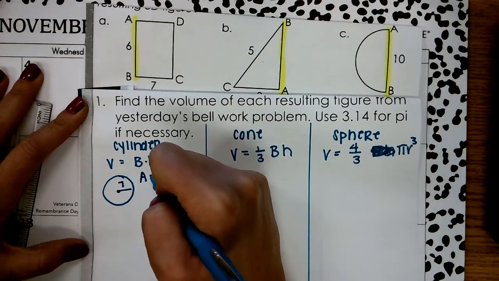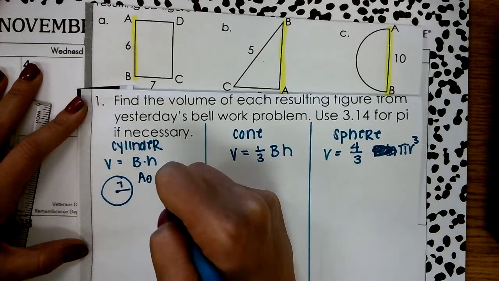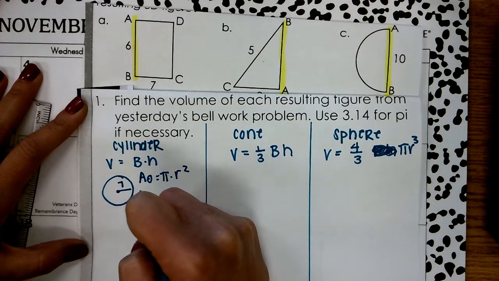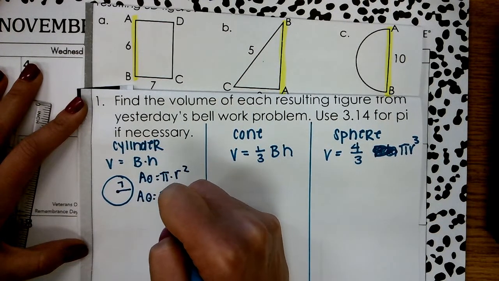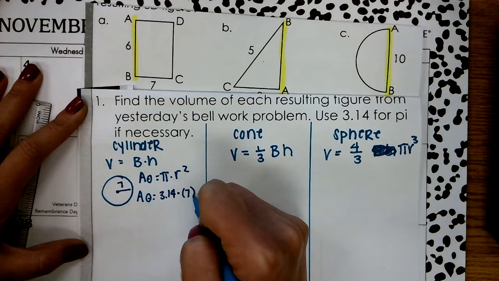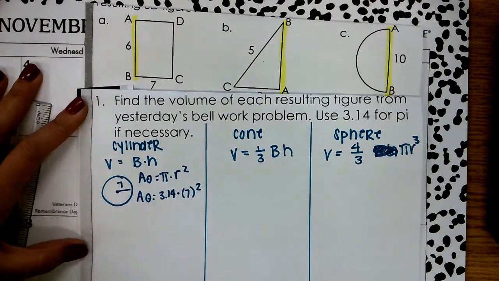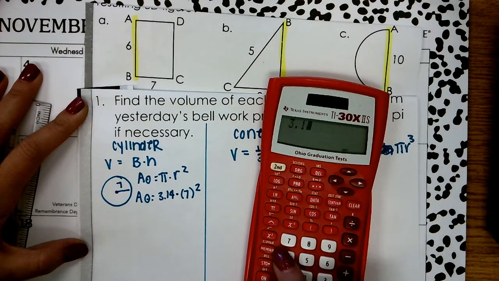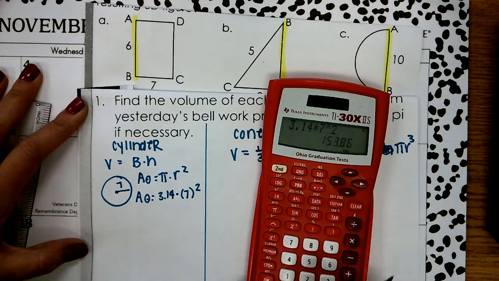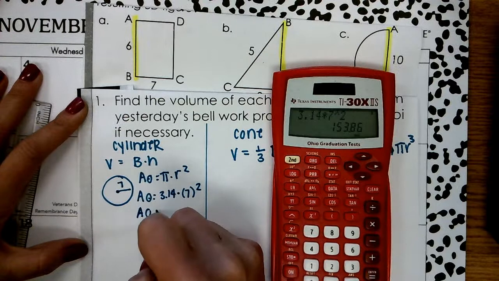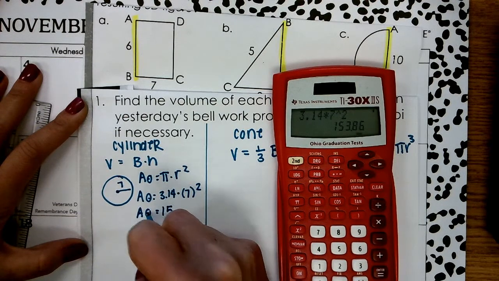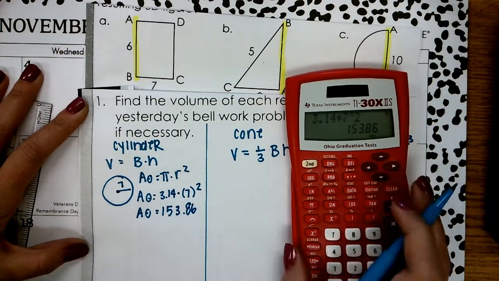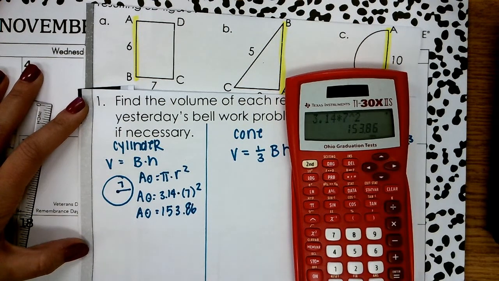So the area of a circle, we know, is equal to pi times the radius squared. So here the area of this circle would be 3.14 times 7 squared. And that's something that we're just going to type into our calculator. So 3.14 times 7 squared. The area of the circle is equal to 153.86 units squared, because we don't have units here on this problem.